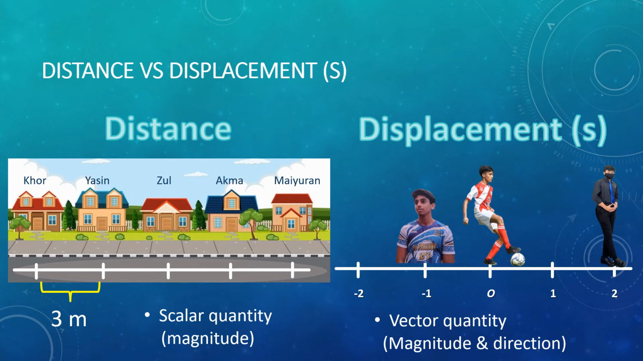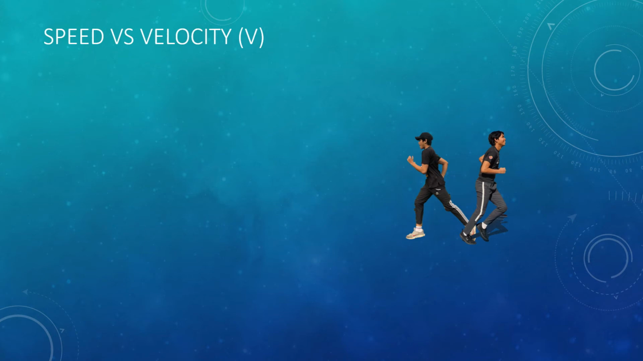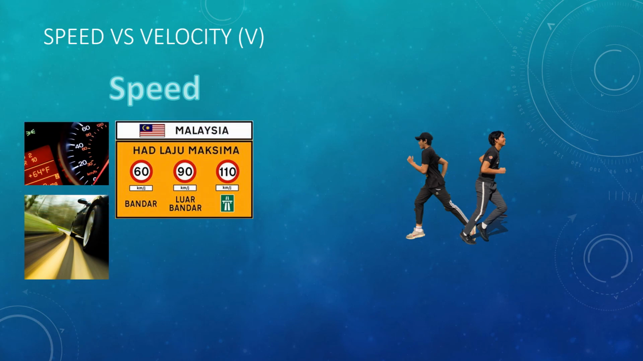What we can see is that displacement is a vector quantity, meaning it has both magnitude and direction. Now I'm going to further explain speed versus velocity. Speed is the rate of change of distance with time. This is what we are familiar with, like the speed limit when you travel on the road and so on.